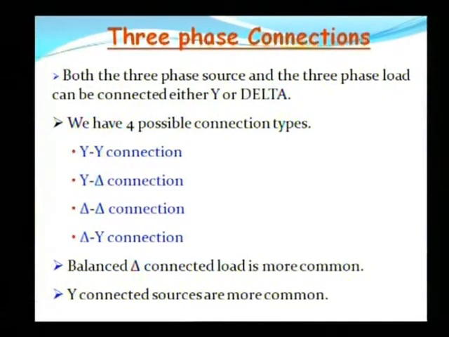Either you can connect your circuits with a Y to Y, that is called star to star connection. Either you can connect Y to delta connection. Either you are connecting delta to delta or delta to Y connection. In Y to Y connection, the first one indicates the transmitter section, the second one indicates the receiver section. Same here, the Y to delta connection.